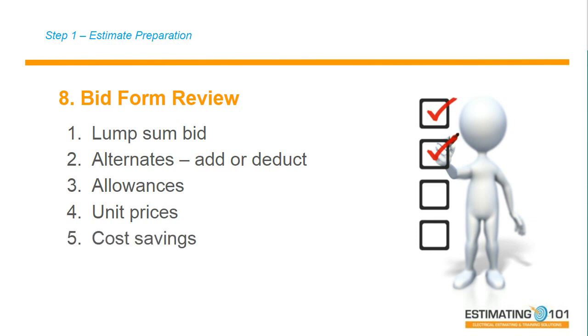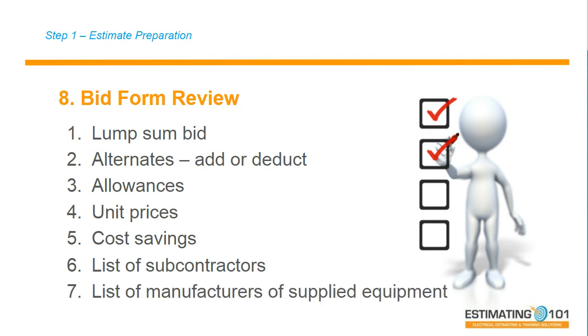Many bid forms will ask for cost saving, value engineering, and give you an opportunity to offer cost savings. I've seen bid forms that require a list of all the subcontractors you're going to use, a list of the manufacturers of all the supplied equipment like the switchgear, generators, light fixtures. So, a good review of the bid form.